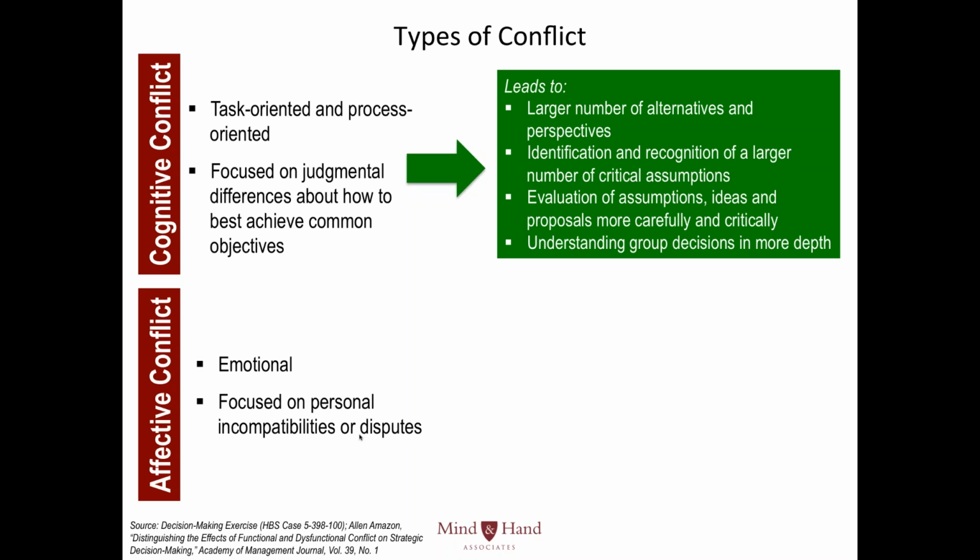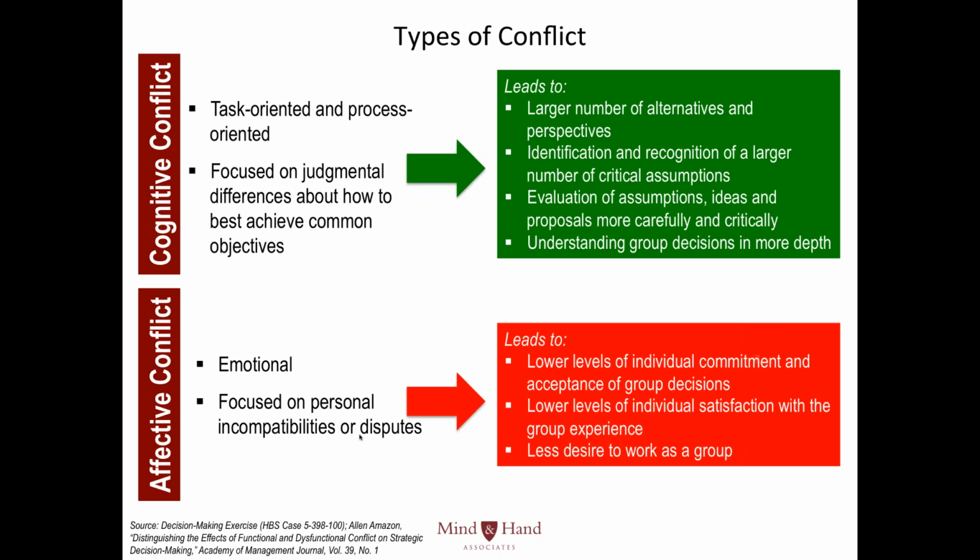On the other hand, the affective conflict is more emotional, and it's focused on personal incompatibilities or disputes. So I'm right, you're wrong, I win, you lose type of thing. And so this leads to lower levels of individual commitment. Also, people are less committed to group decisions and oftentimes will unwind them later on or keep bringing it up. Less desire to work as a group, and lower levels of satisfaction.